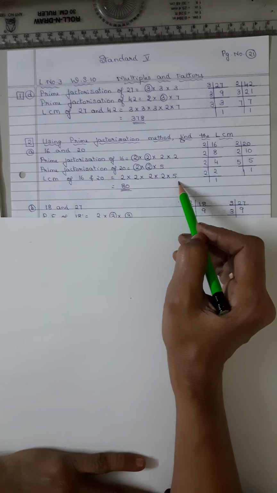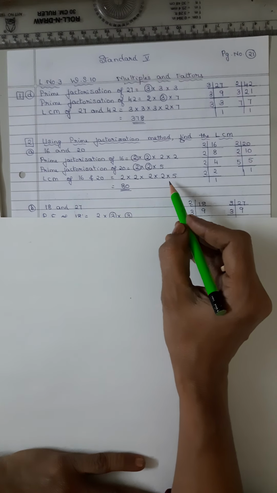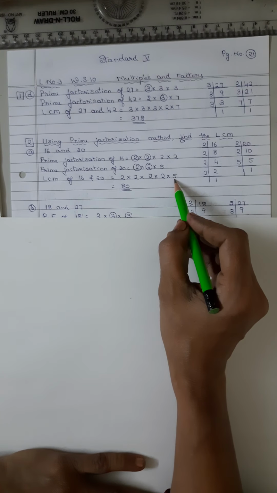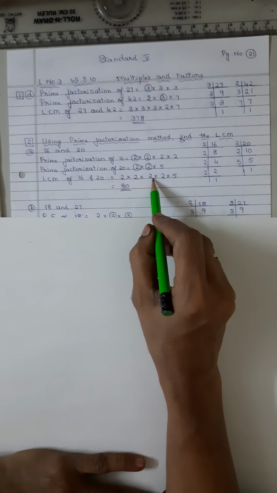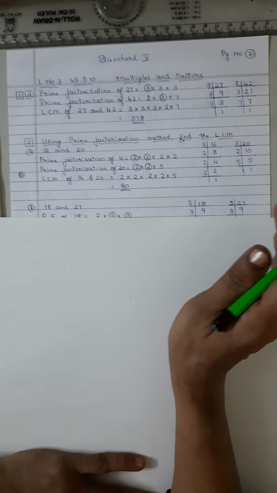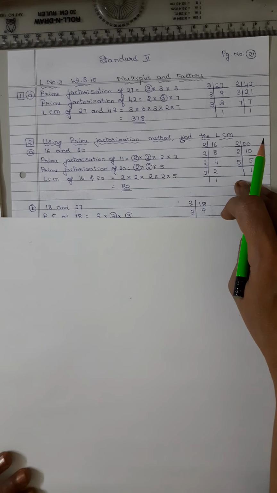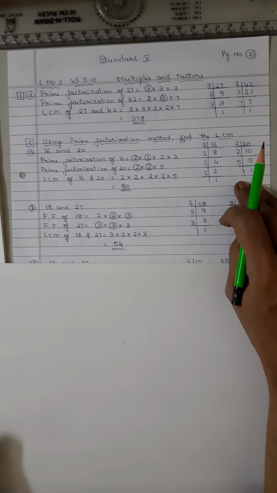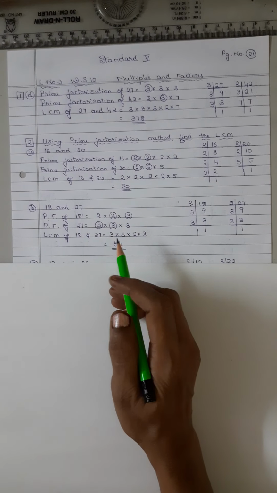Now what did I tell you? 2 and 5, when they are there, you have to multiply first. 2 5s are 10. Now 2 2s are 4. 4 2s are 8. 8 10s are 80. Clear? Coming to question number B.